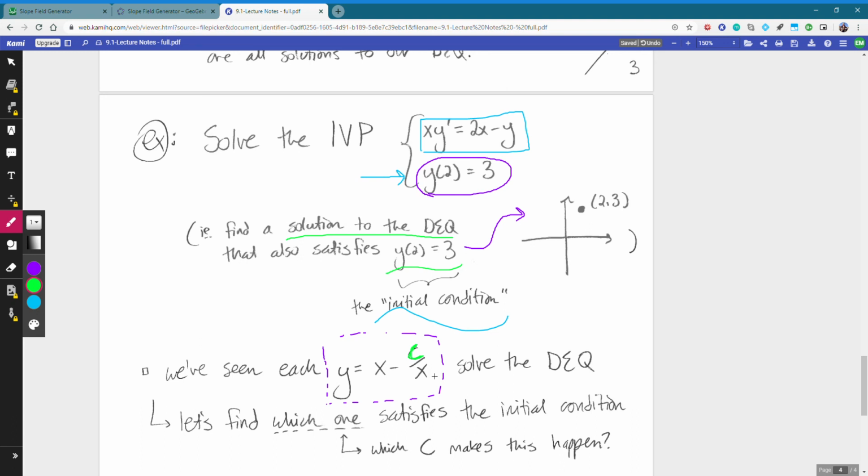So why don't you pause the video and see if you can determine which one of these functions, which c do we need in order to have our initial condition satisfied.